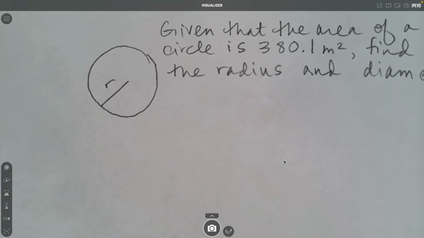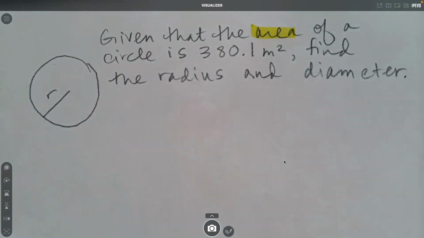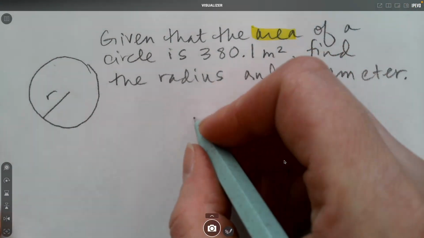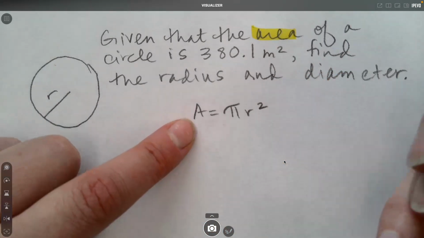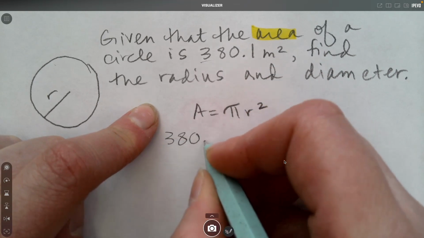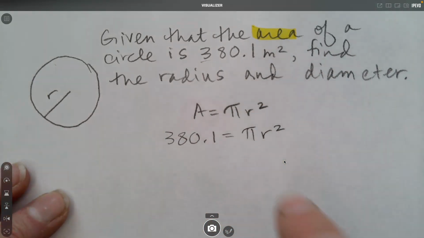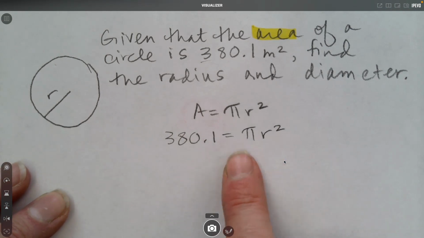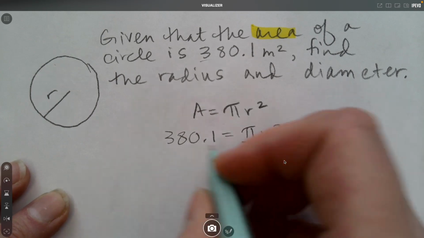On this one, they're telling us to worry about area. So let's think about our area formula. My area formula is area equals pi r squared. So instead of the area, I can put in this 380.1. And then my only variable in here is r. Pi is something I actually know. So I'm going to divide both sides by pi.